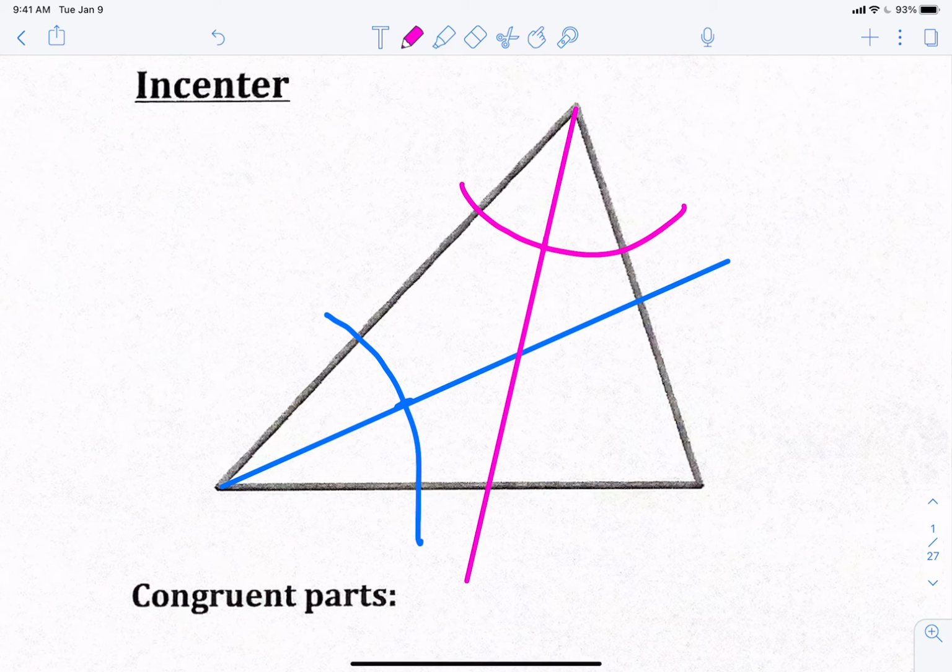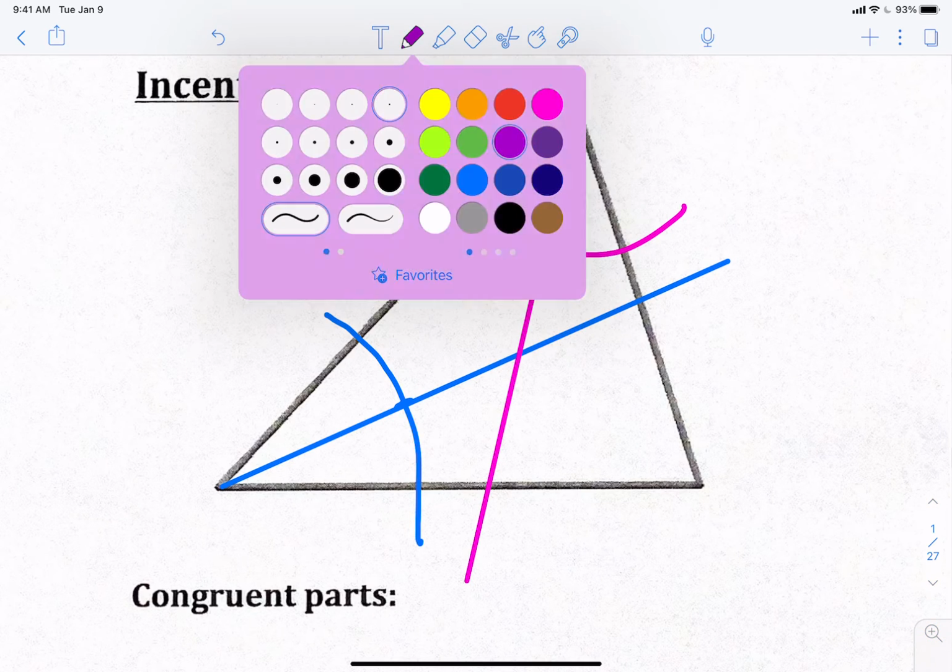Okay, so we're going to do the same thing now for the top side. You see how this is working? Now the bottom right side, I'm going to do in purple.